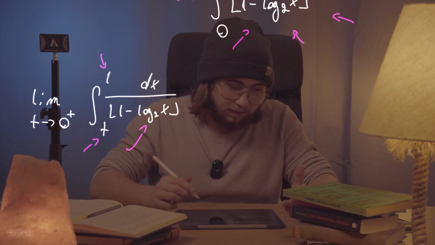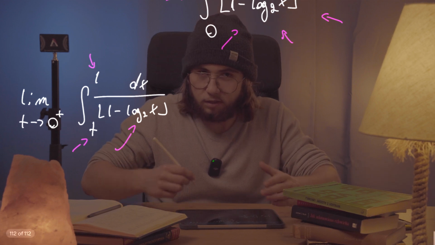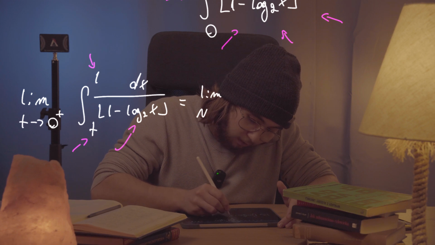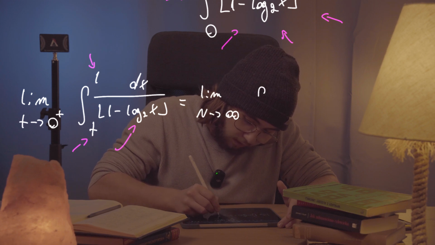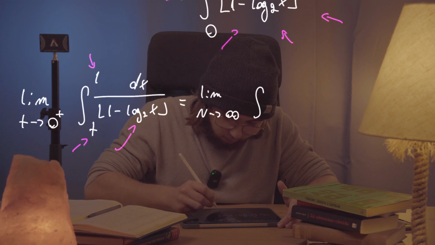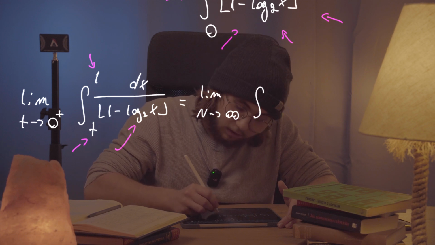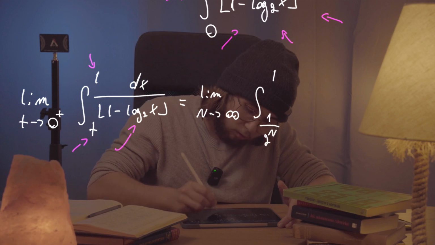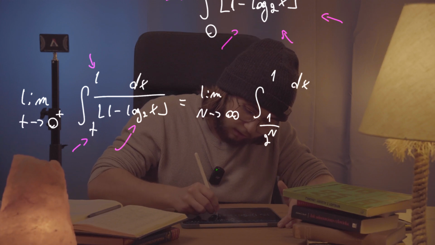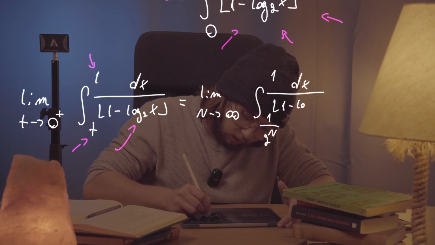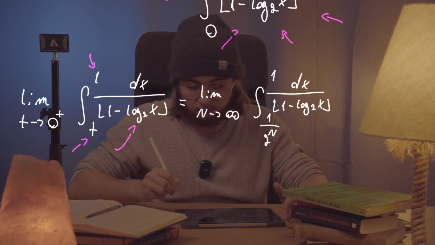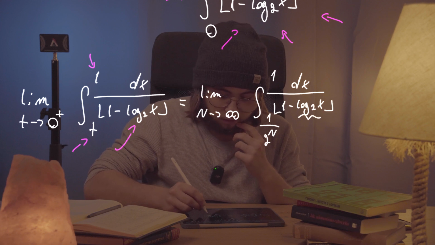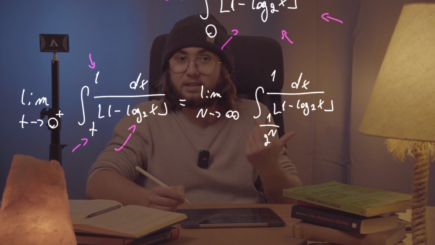We could rewrite this entire limit as a limit as some capital N approaches infinity of an integral, oh, that's an awful looking integral, from 1 over 2 to the power of the capital N up to 1. Once again, of dx divided by the floor of 1 minus log base 2 of x. Perfect. Well, now we see that on one of those endpoints, this log base 2 of x will be equal to negative capital N.